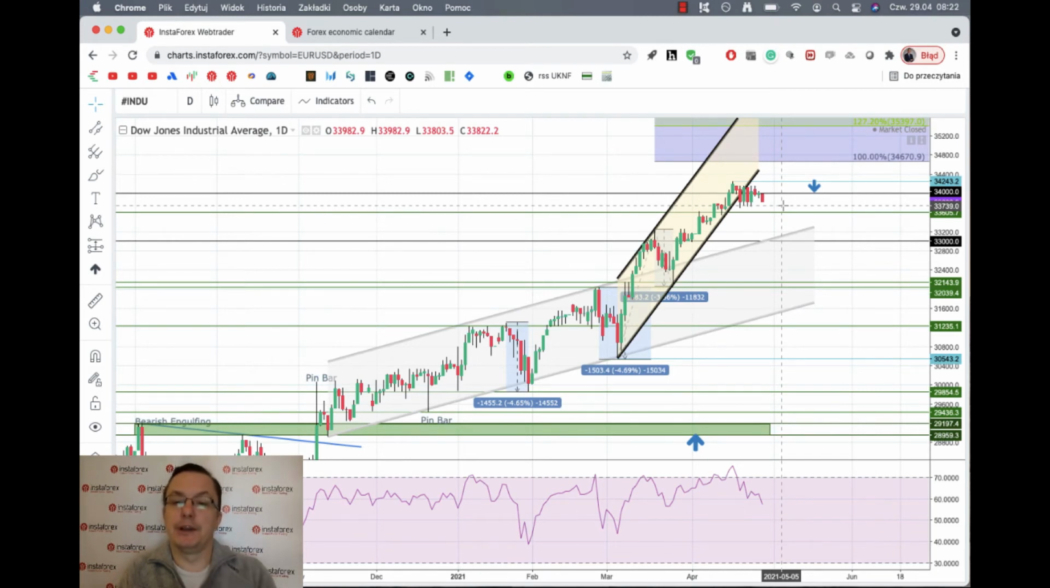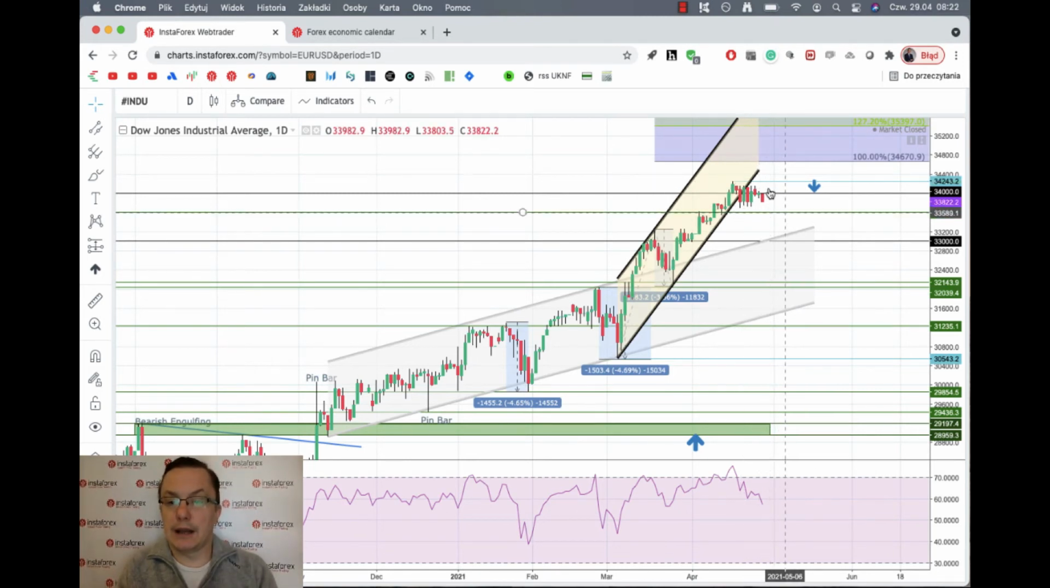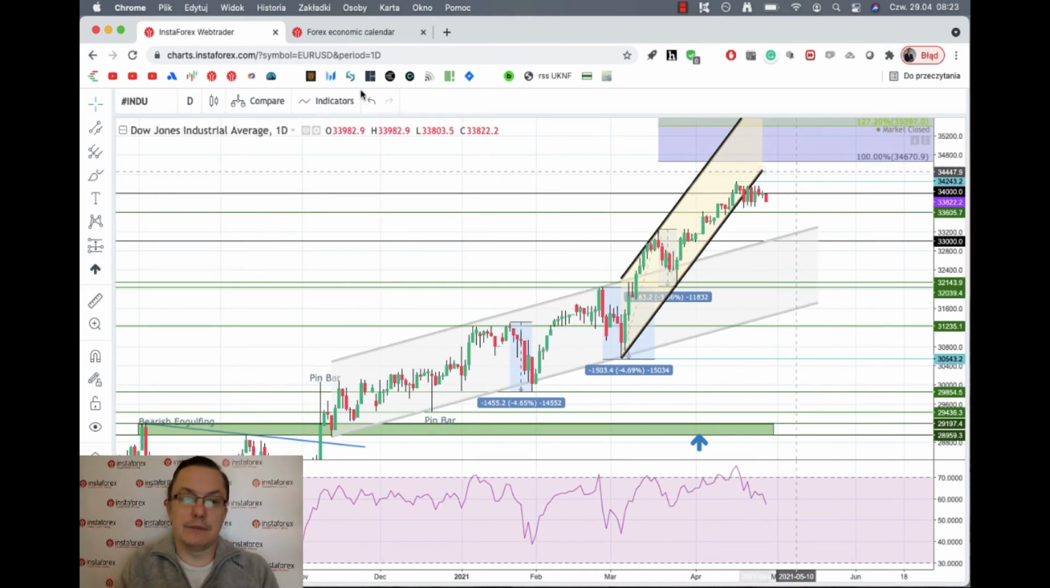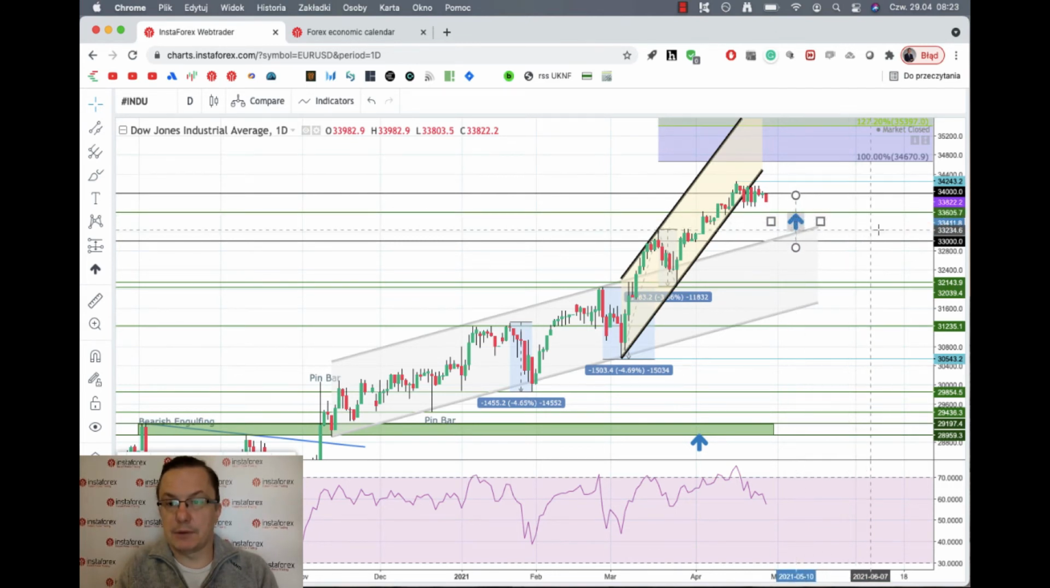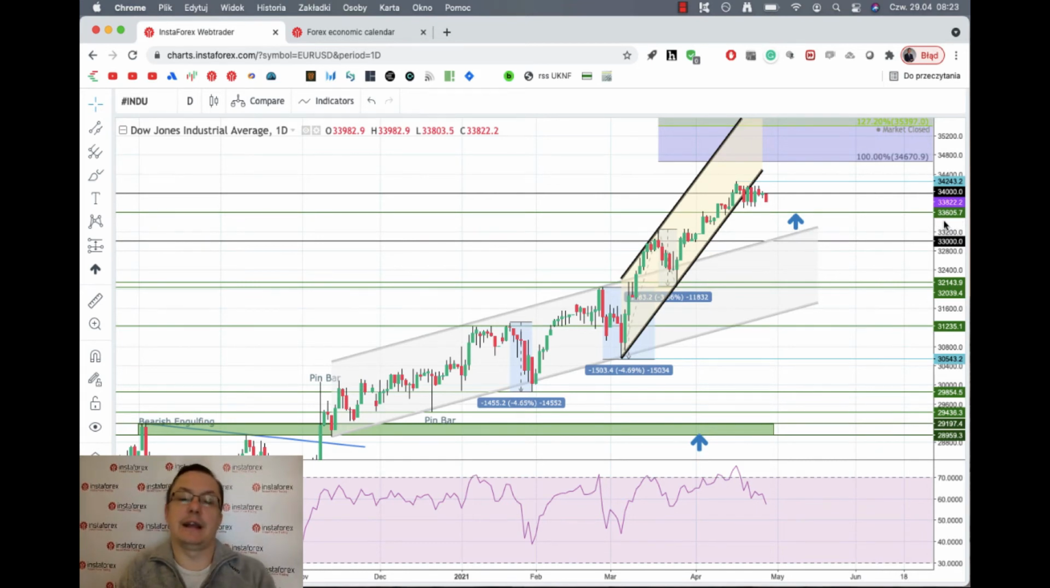So this might be kind of an interesting level, 33,605, to keep an eye on, because any violation of this level would likely mean a further slide towards 33,000. So please keep an eye on the level here. I got my blue arrow here, 33,605. So that's about everything that the US dollar is being connected to.